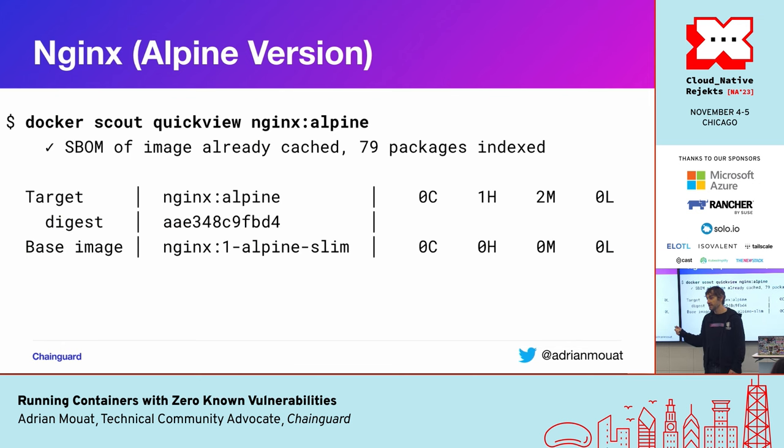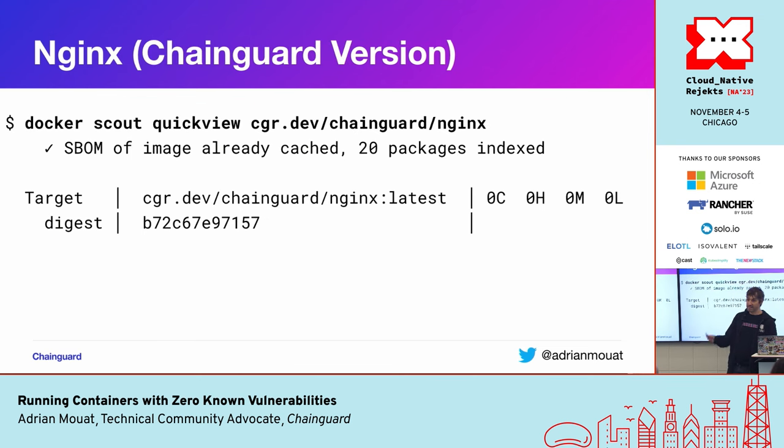We can look at the Alpine version, and that's a lot better. There are 0 from the underlying base image, but apparently 3 in the Nginx layer. Also note, a lot fewer packages, so a lot less software in that container. And then I've got the Chainguard image, which you can pull at cgr.dev/chainguard/nginx, and there are 0 vulnerabilities. Again, I ran this yesterday, but I suspect you'll get exactly the same results today. And also note, there are much fewer packages in that container.